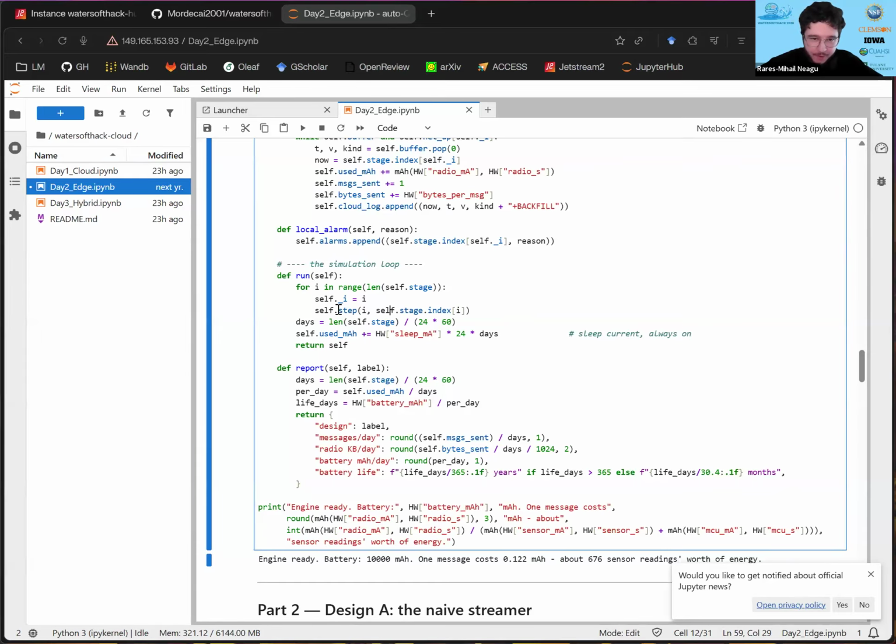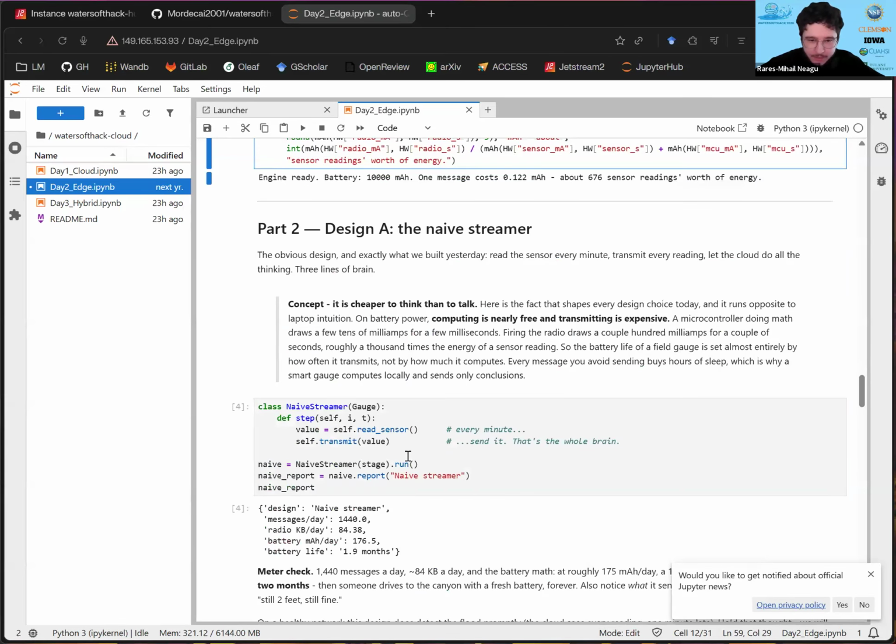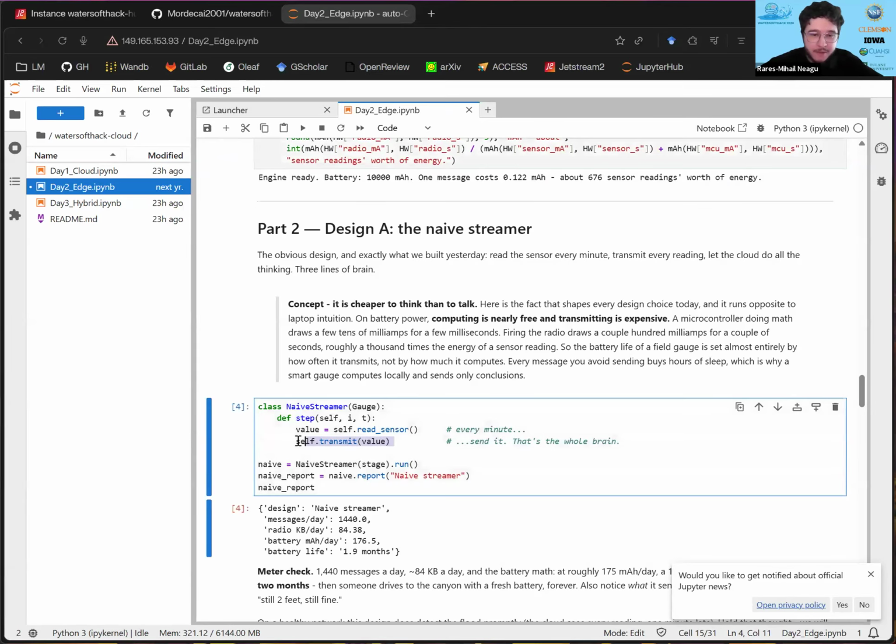Okay? So the step function, you can think of it as the brain of our gauge, right? So here we can see that the brain is not that big. We just have two lines of code. So the first one is basically going to call ability one, which, remember, was read sensor. So think of it like this: the gauge is just reading the discharge, let's say, at this moment. Now it's going to store the value that it has read, and it's going to try to transmit it, basically send it to the cloud. That's it.